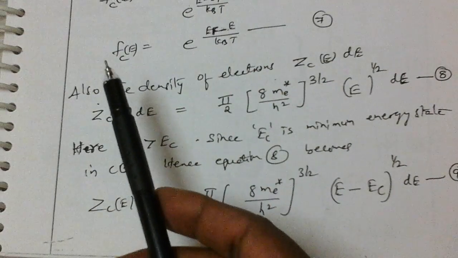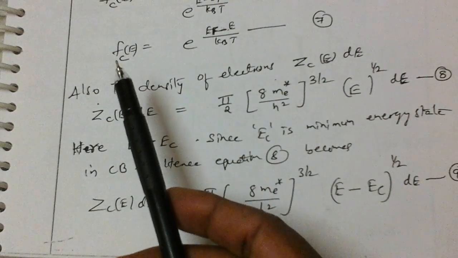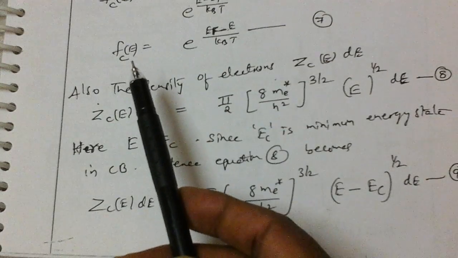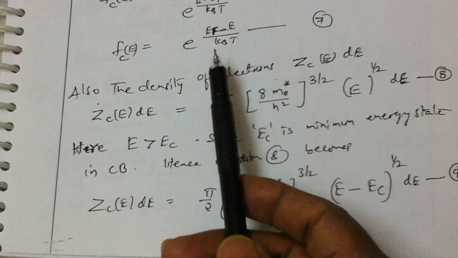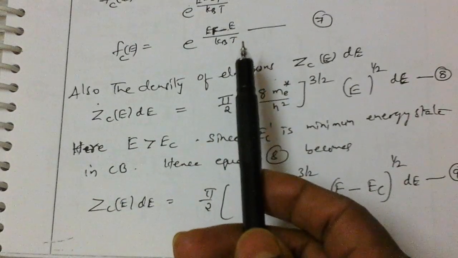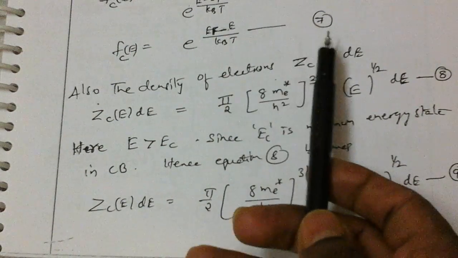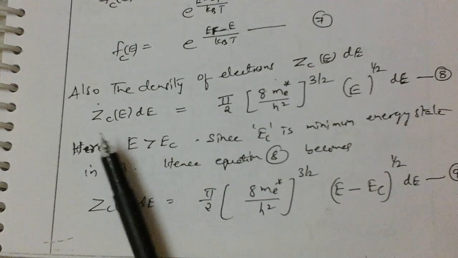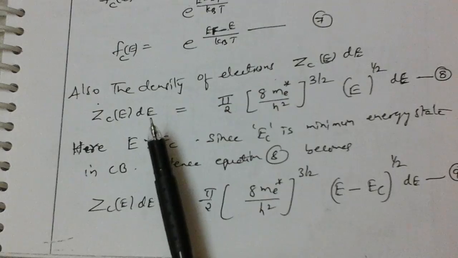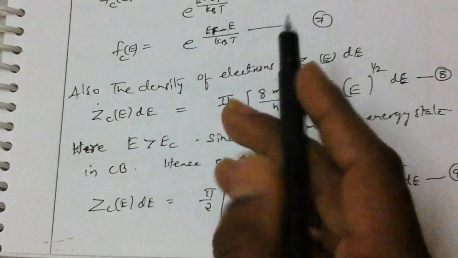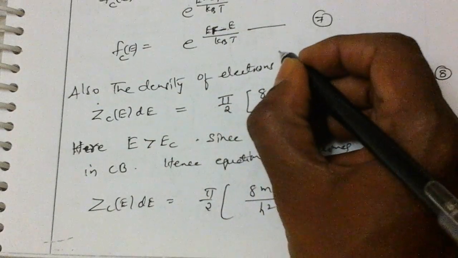So finally we got the distribution function of electrons, Fc(E), is equal to e power of (EF minus E) by kBT. We have just got this; this is equation number 7. Now we think about what Z(E) is. Z(E) dE is called the density of energy states, the density of electron energy states.